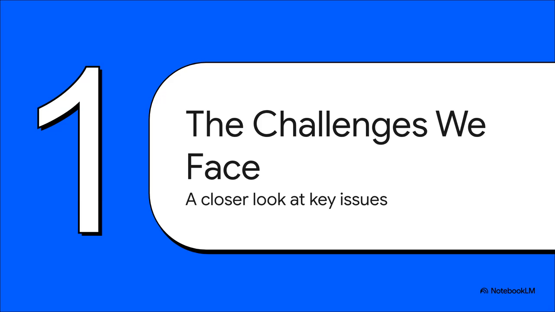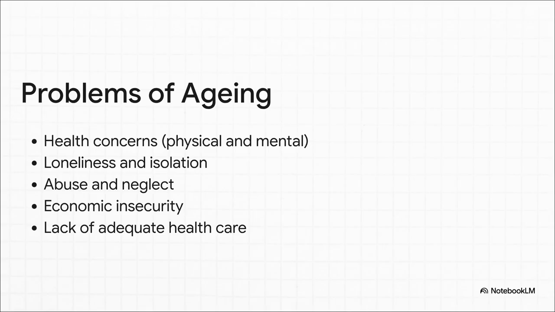Okay, so with that framework in mind, let's start looking at the specifics. We're going to break down some of the most pressing social problems in India right now, one by one. Let's start with the problems of aging. As people live longer, which is great, our elderly population grows. But that comes with its own unique set of challenges. And it's like a domino effect. It often starts with physical and mental health concerns, which then get compounded by the really deep pain of loneliness and isolation. And tragically, that vulnerability can sometimes lead to abuse and neglect, all while this constant worry of economic insecurity is hanging over their heads, especially if there's no pension.